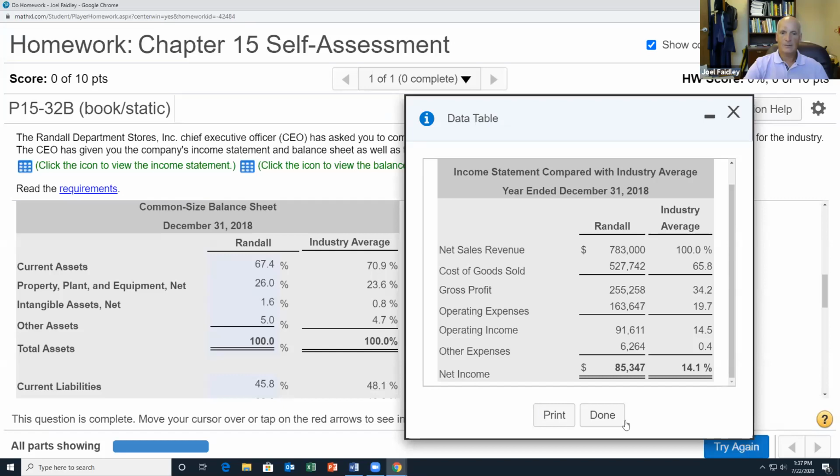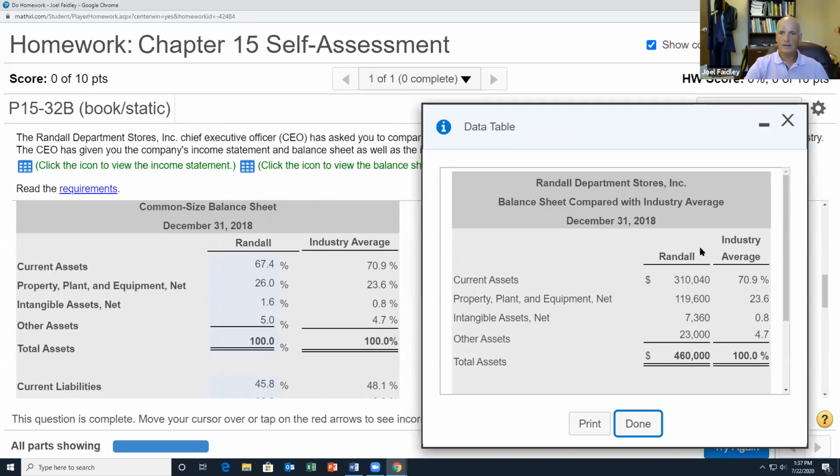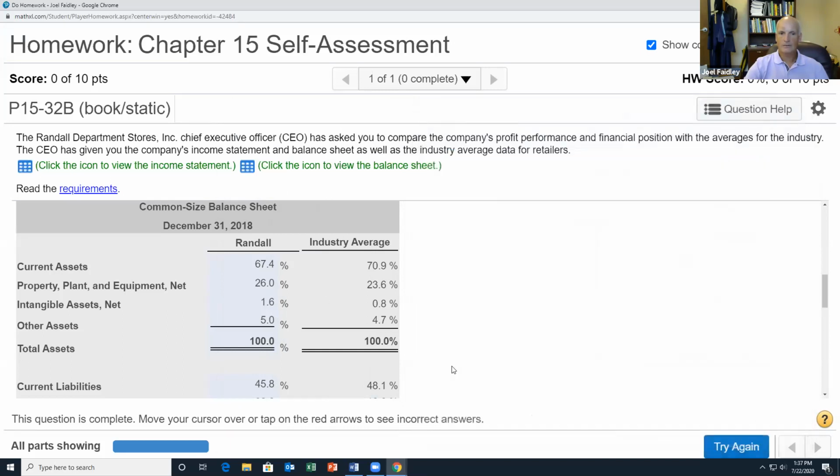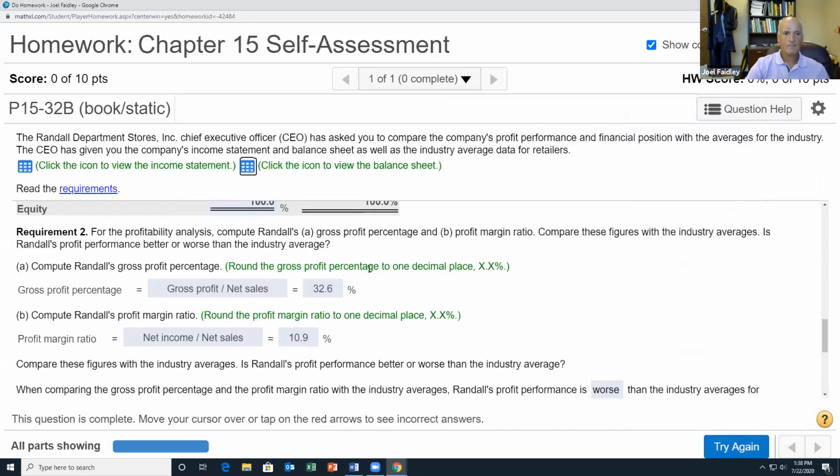Same thing here under a common sized balance sheet. Again, everything is related to total assets. So 310 divided by 460 is 67.4. 119,600 divided by 460 is 26. And so then you plug in the industry average, and it says my current assets are a little lower than the industry average, whatever industry I'm in, and whether it's manufacturing batteries or automobiles, cell phones, peer averages are very important. And then you can calculate gross profit percentages and so forth.